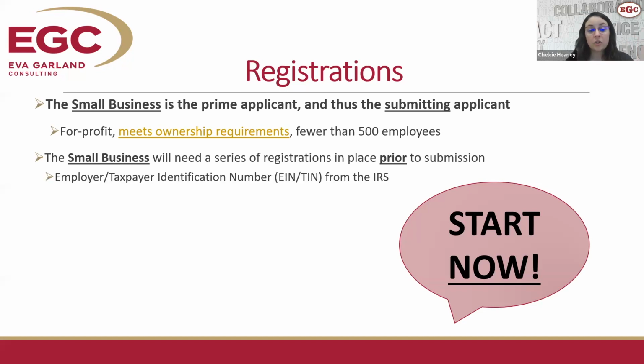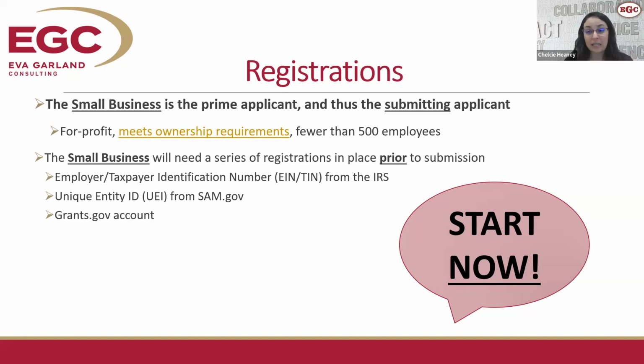One of the first ones is that the small business needs to have its own EIN, TIN from the IRS. You then also need to obtain what's called a unique entity ID from SAM.gov, and this needs to be an active registration. Just getting this UEI, this ID from SAM.gov is not enough. You need to actually submit that registration and application and get that registration activated.